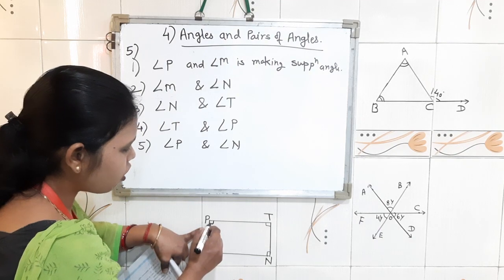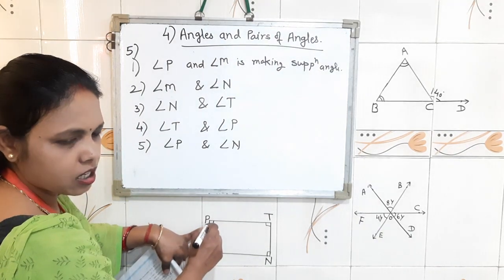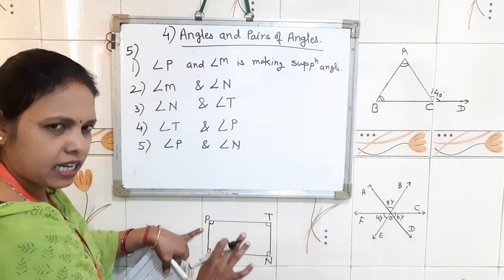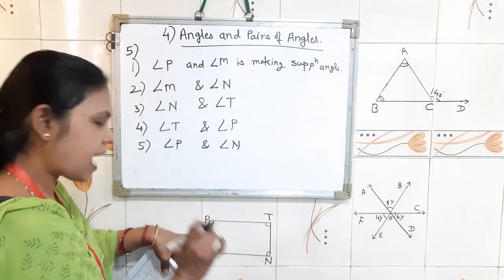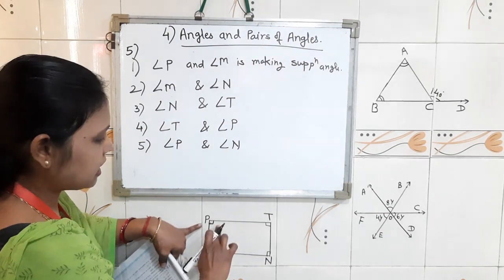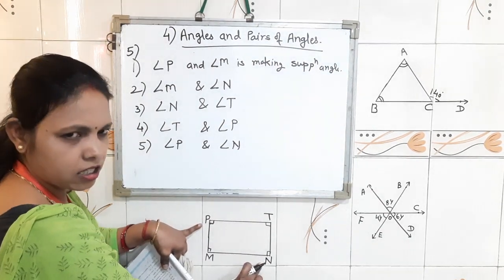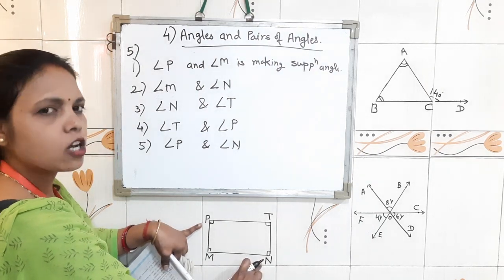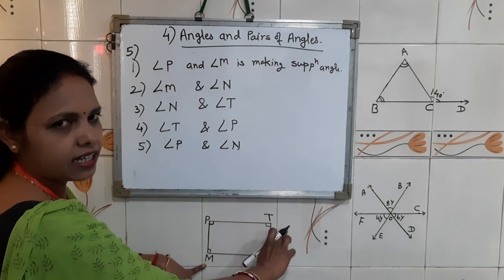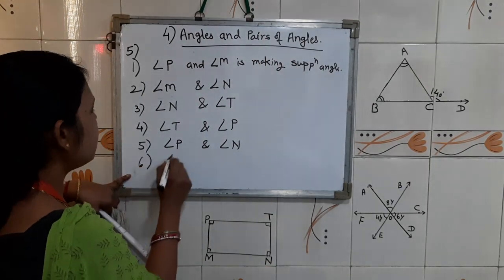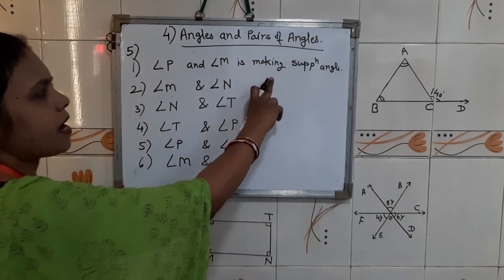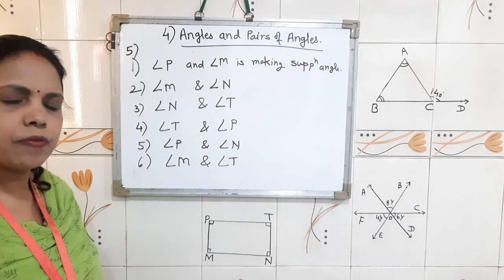As we have drawn, this one is 90 degrees. In a rectangle, all the angles are 90 degrees. Each angle is 90 degrees. Angle P is 90, angle N is 90. Both of these together make 180 degrees. In the same way, angle M and angle T are making supplementary angles.